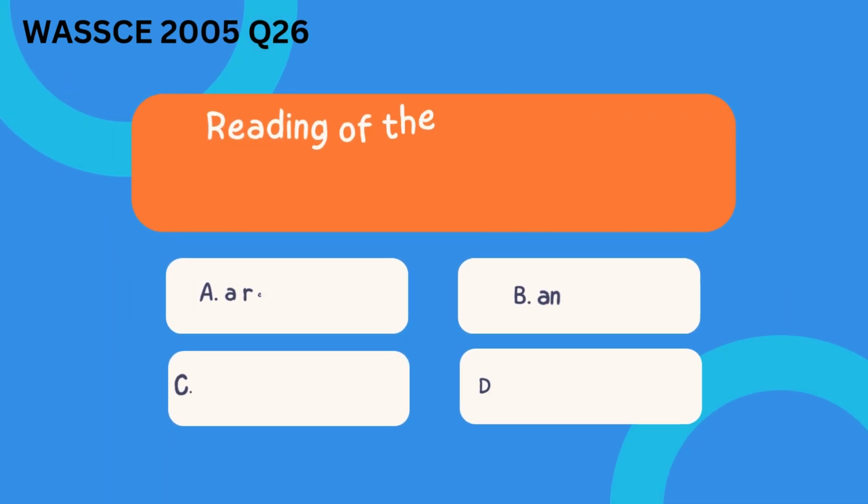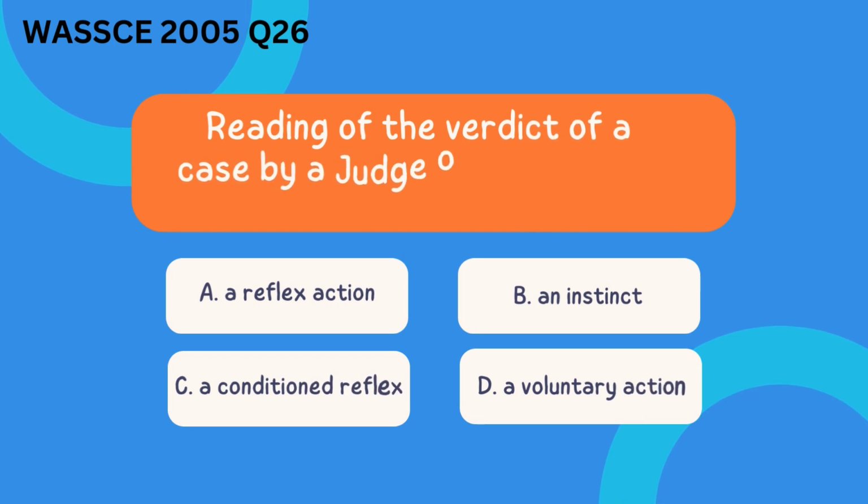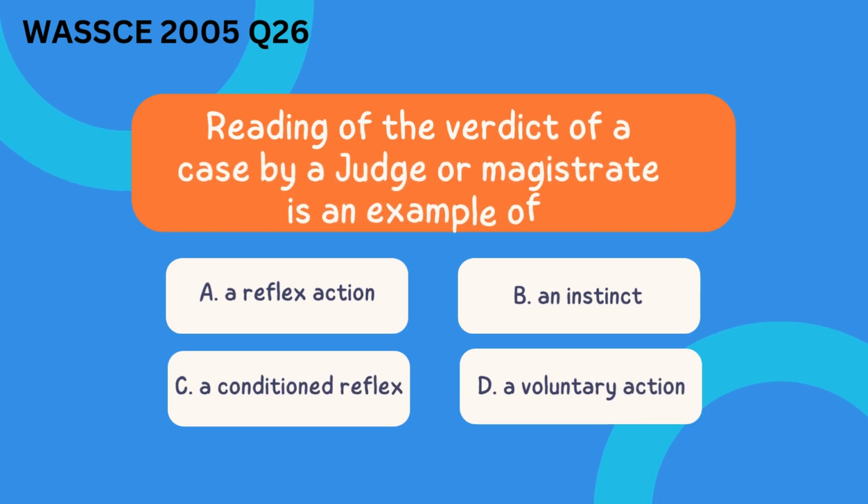The next question is from WAEC 2005, and it says, reading of the verdict of a case by a judge or magistrate is an example of A. Reflex action, B. An instinct, C. Conditioned reflex, and D. A voluntary action. Look at these options and pick your answer.